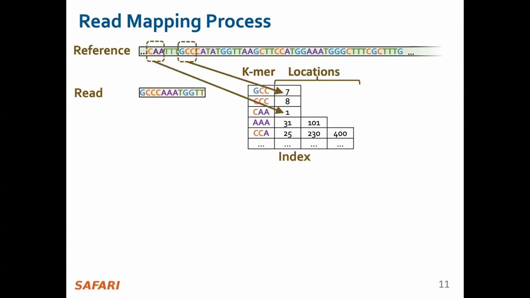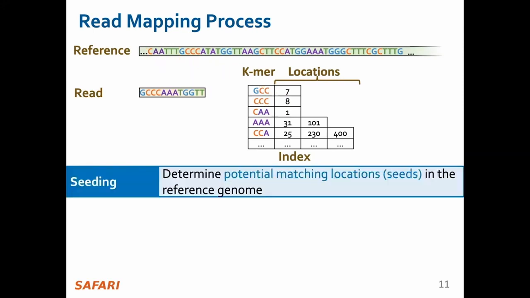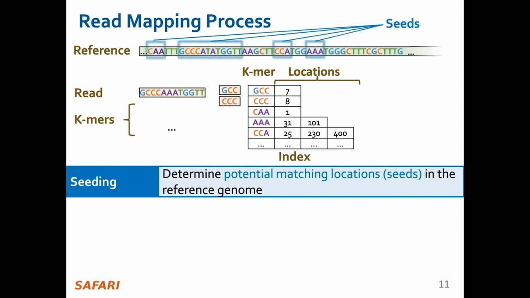So read mapping is a three-step process, and state-of-the-art read mappers involve several heuristics to reduce the cost of expensive computation. Let's go through these steps. In the first step, which is called seeding, the mapper determines some potential matching locations, or seeds, in the reference genome to which the read would align. To do so, the read mapper first extracts small k-mers from the read, looks at the location of each of these k-mers in the reference index, and in case the k-mer hits in the index, it marks the locations of these k-mers in the reference genome as seeds.